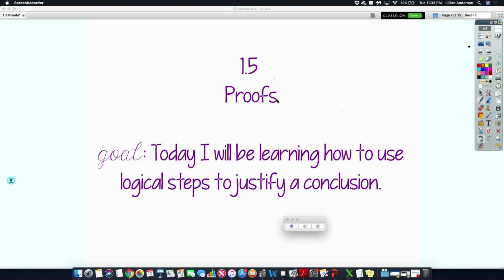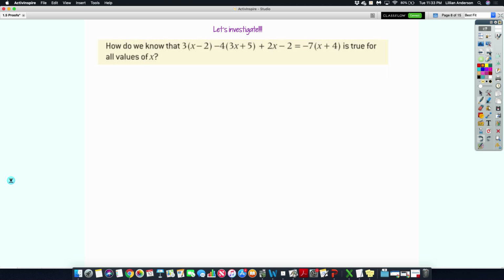Okay, so today we're talking about proofs 1-5. You are going to learn how to use logical steps to justify a conclusion. Picking up from that page where I told you to go ahead and write this, we'll save this for later. Well, later is now. So, yes, we are talking about proofs.